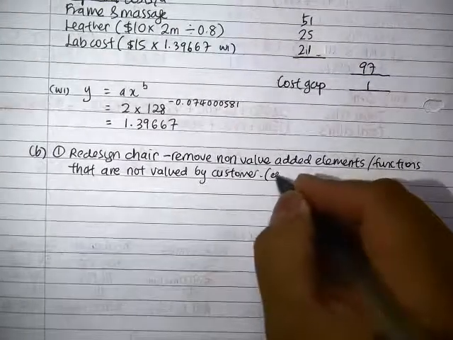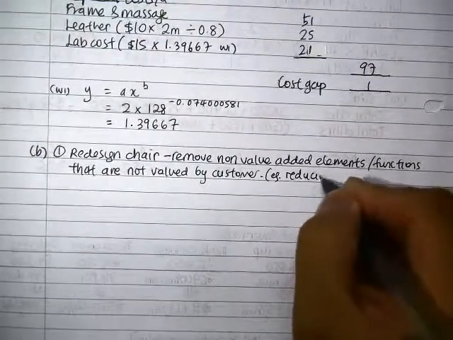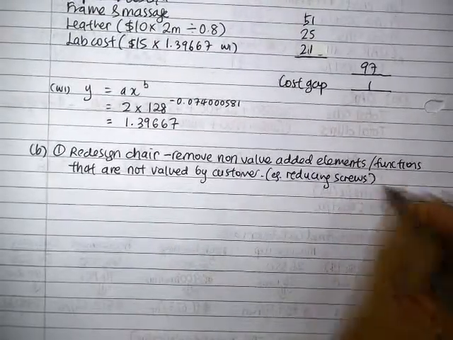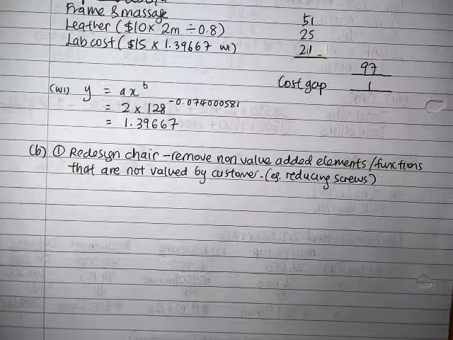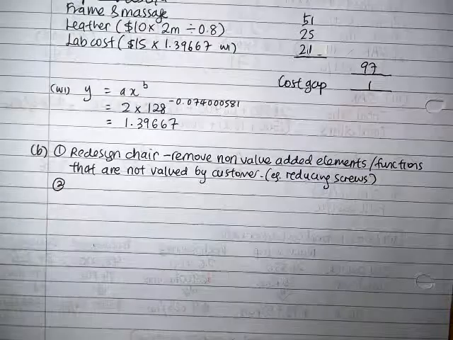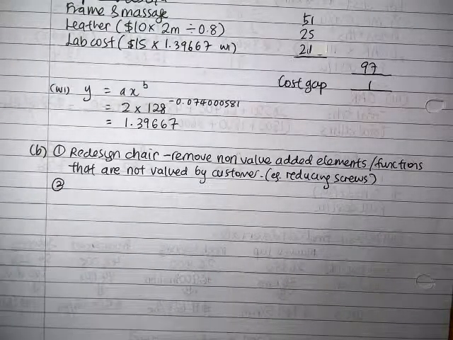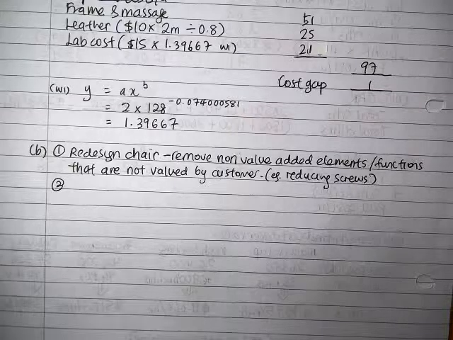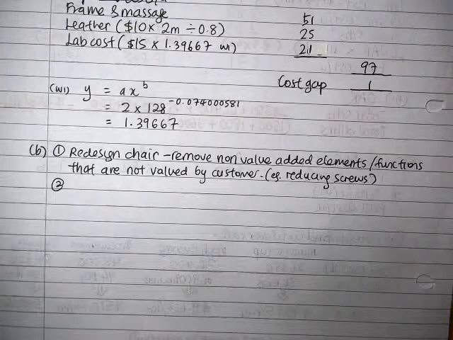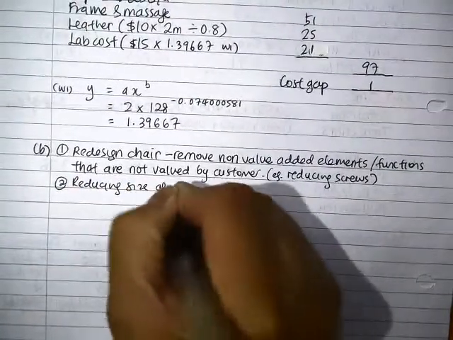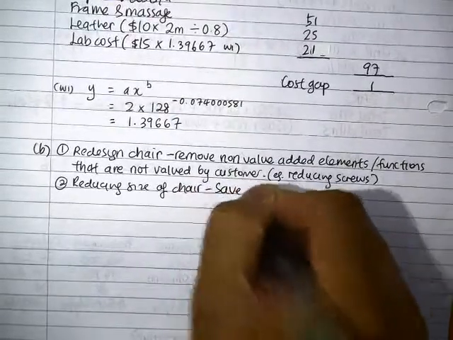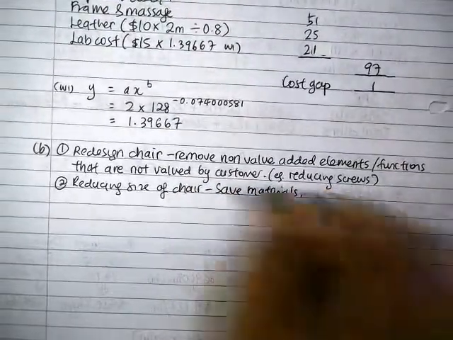Now, for example, maybe you thought of reducing the screws. Okay, if there's a wheel, alright. So usually redesigning is by removing the non-value added items. Now, the size of the chair makes a lot of difference, right? Because if your size is bigger, you need more leather, you need more material. So you may consider reducing the size of the chair, and you can save on your material.